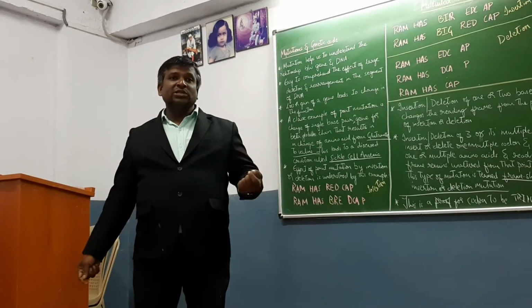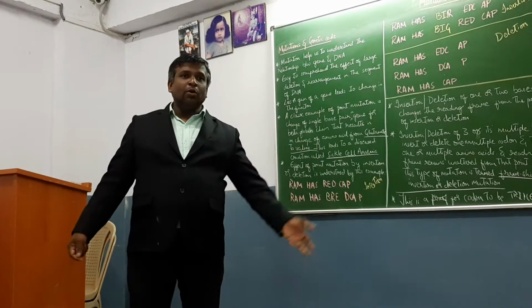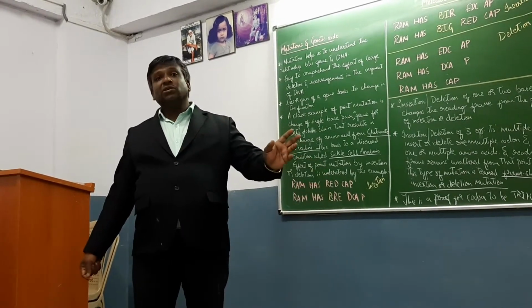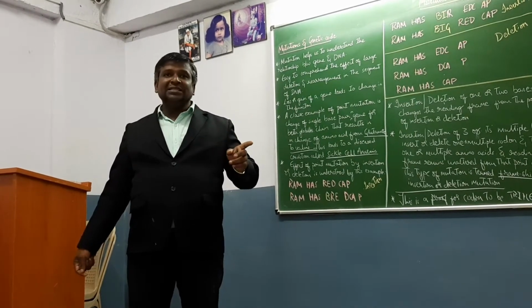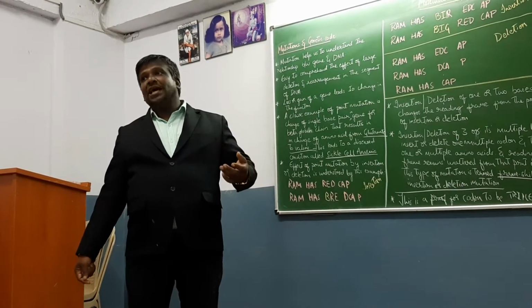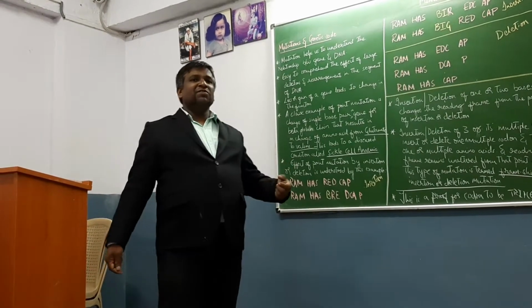Initiator codon is AUG. Initiator codon has 2 functions. One is to initiate the protein synthesis. Another is also to synthesize amino acid methionine. That we had discussed. In case AUG is absent, GUG takes up the function of AUG. That we had discussed in the previous class.